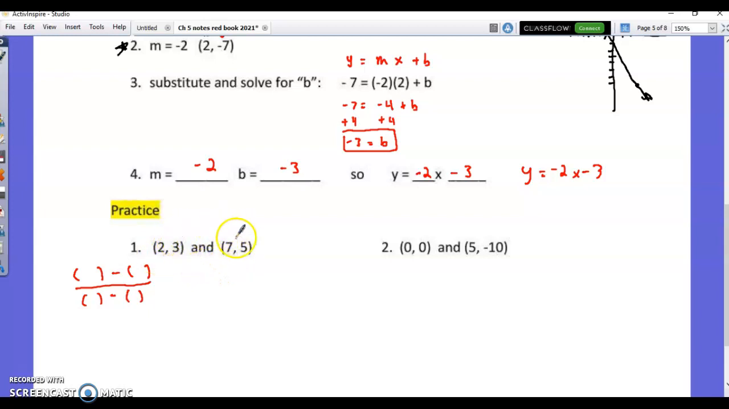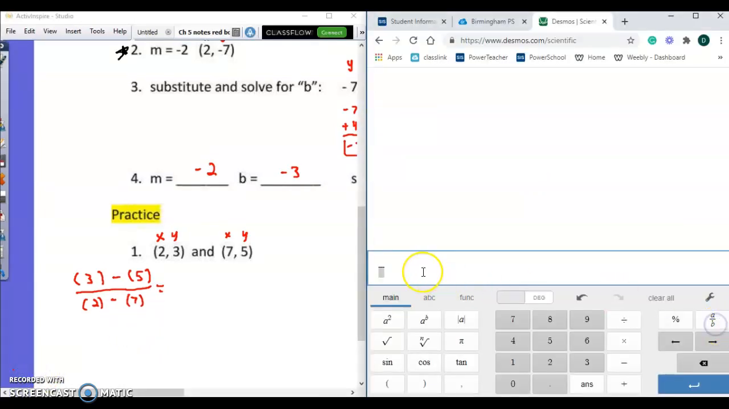So I might do 3 minus 5. So 3 minus 5, those are my y's. Remember, this is x, this is y. Then on the bottom, I would say 2 minus 7. This is going to give me my m. All right, so at this point, go ahead and bring up your calculator. And if you remember, we would type these in with our parentheses, and then it just spits out our answer for us, right? I'm going to go to the denominator here.